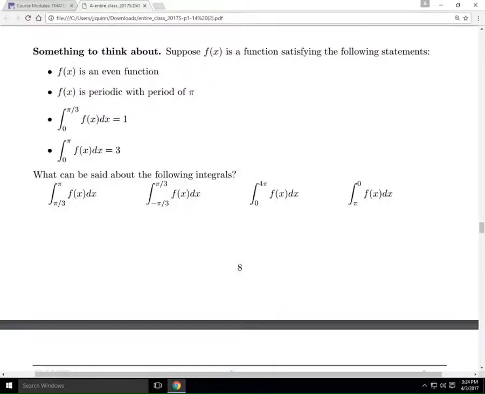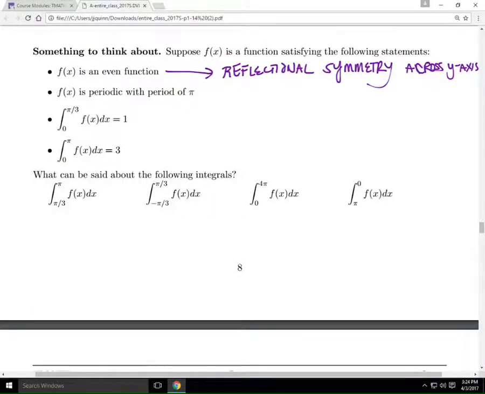An even function is one that is symmetric across the y-axis. That means it has mirror symmetry across the y-axis. F of x is periodic with a period of pi. Well, if you're to draw that, we only have to know what's going on between 0 and pi.